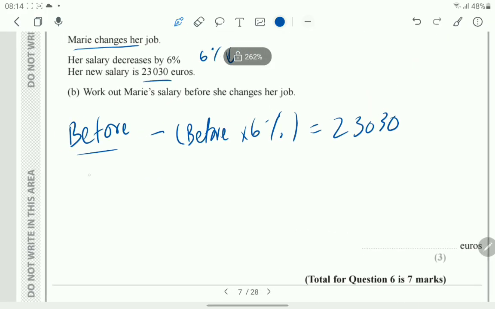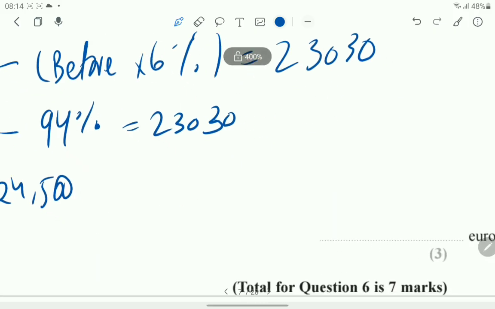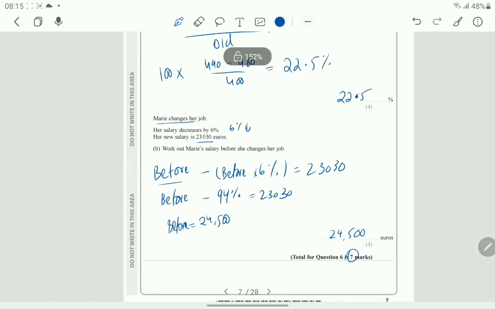Or another way of saying it is, before her salary was 100% and now there's a 6% decrease, so now it's 94% of the original, which is 23030. So solving either way, we get that her old salary was 24,500 euros. This is how you score 7 marks for 2 parts. Moving on.